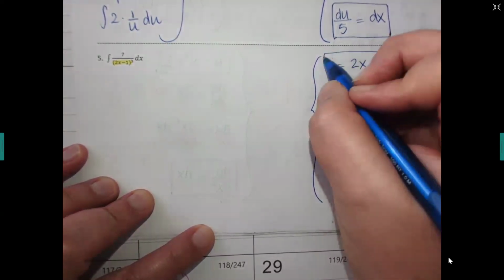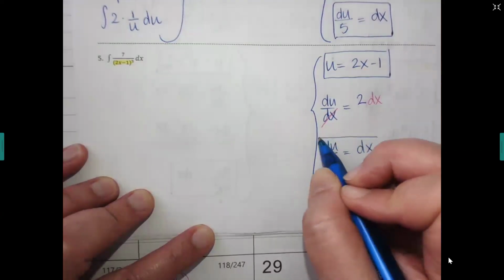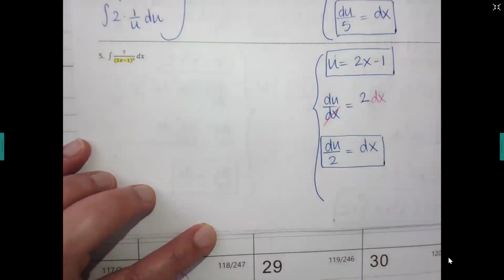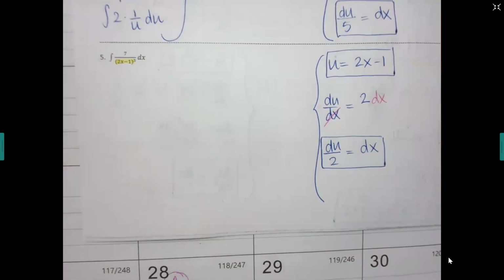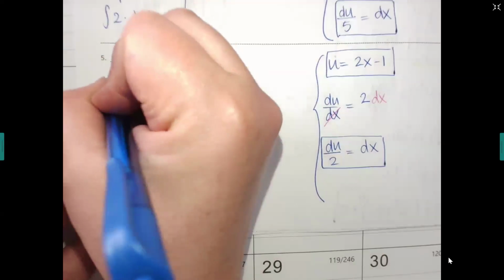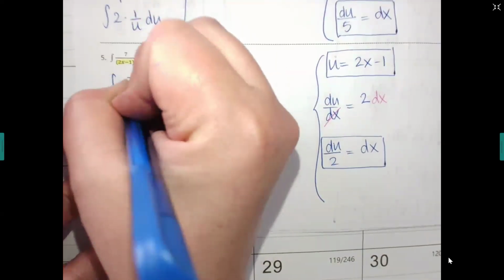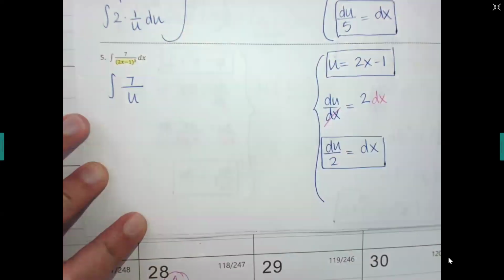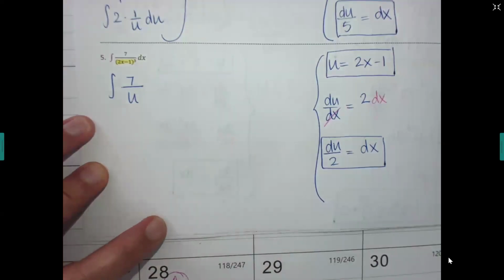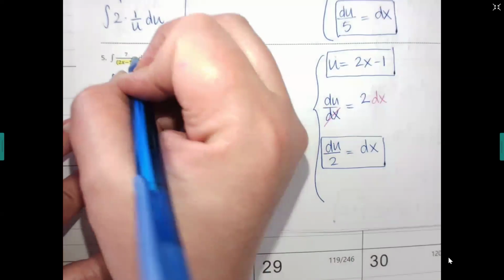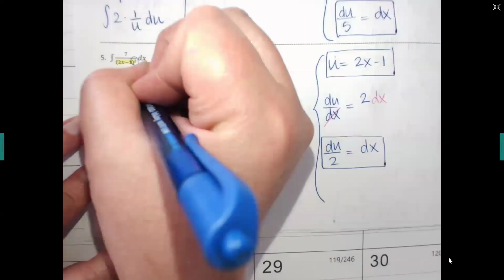All right, you should have this. Okay. So your u is 2x minus 1. That means your derivative is just a 2, which means you're going to be replacing a du over 2. So my integral, I have a 7 on top over a u, and then what power was on the 2x minus 1? What power was on it? So that needs to stay.